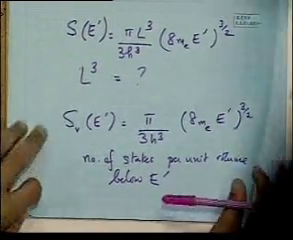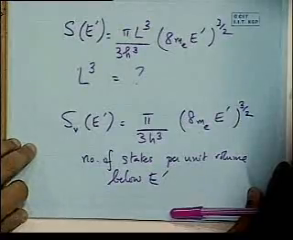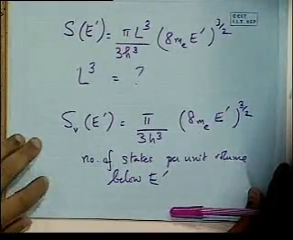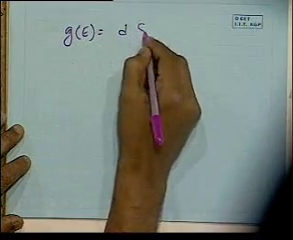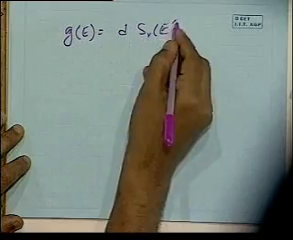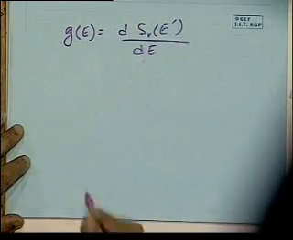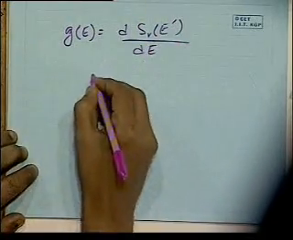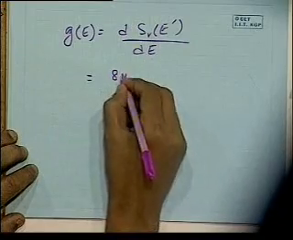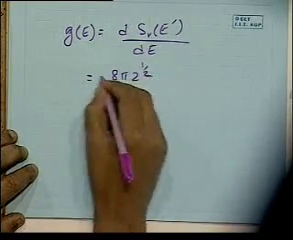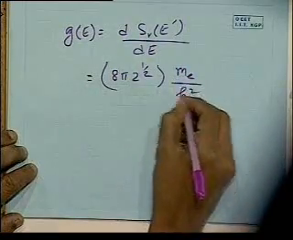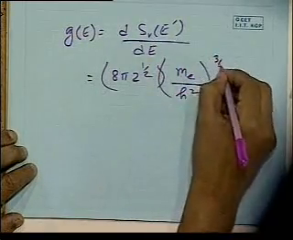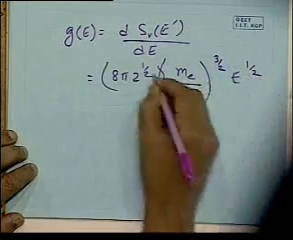Okay? So I got this term. Differentiating this with respect to E will give me the density of states. In other words, G(E) is equal to the differential of this term here with respect to E. And when you do that, we will get 8 pi root 2, whichever way you like to express that, m to the 3 by 2, E to the power half.